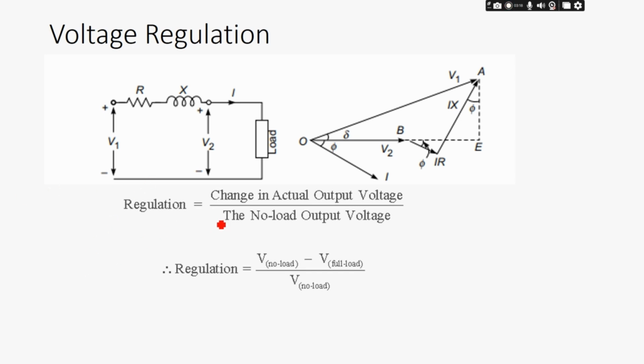Now the next thing is voltage regulation. At no load, the transformer will give us some particular voltage, say 230.